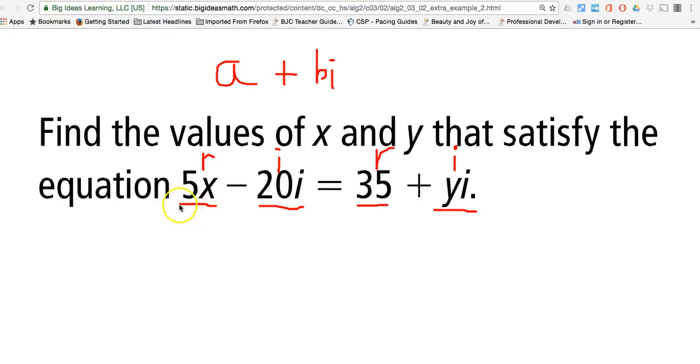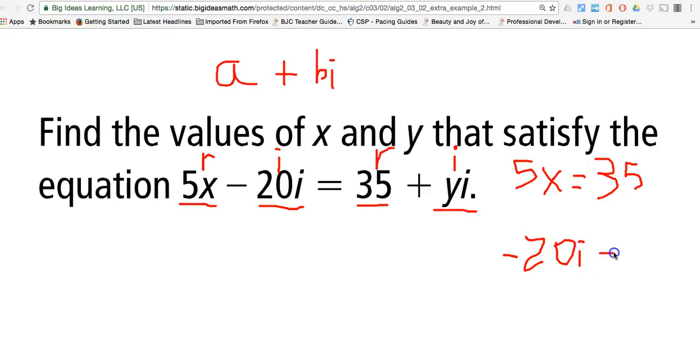So in this first equation, we're going to have 5x, that's the real part on our left-hand side, equals 35. That's the real part on the right-hand side of the equation. So then we set up an equation with our imaginary side. So we've got negative 20i, that's the imaginary part from our left side, and that's equal to positive yi. That's the imaginary part from the right-hand side of the equation.